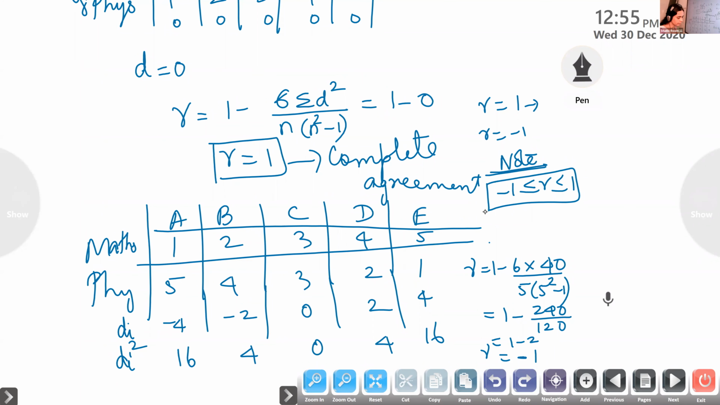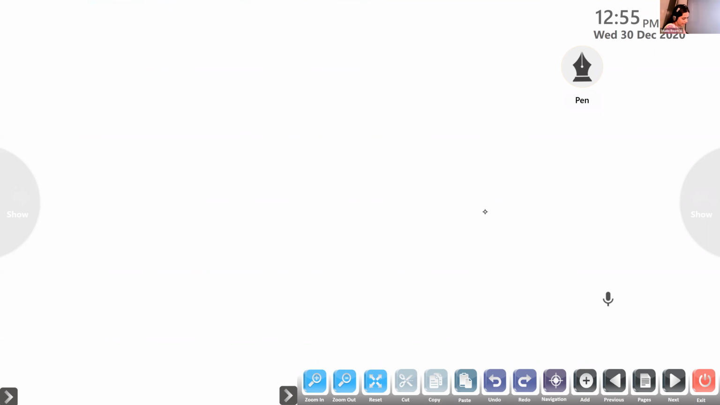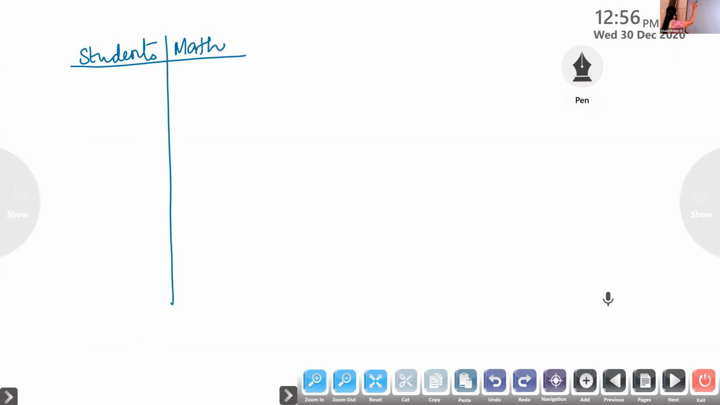Write the next one. Okay, let's do a next problem. Write down. Find the rank correlation coefficient for the 5 students whose marks in Maths and English are given. So Maths mark is given, English mark is given.